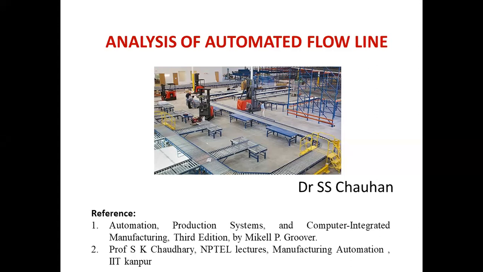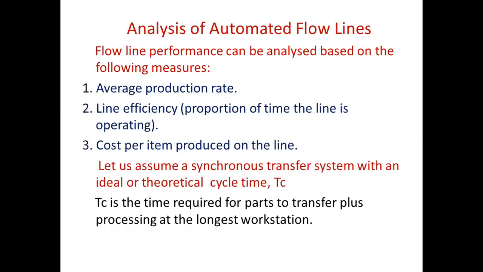Now, the important thing here is to understand the need for analysis, because we have to find out the efficiency, or you can say the performance, of the flow lines. It is based on three measures. First is the average production rate. Second is the line efficiency, which is the proportion of time the line is operating. And the third is the cost per item produced on the line. On the basis of these three measures, we can find out the overall performance of the flow lines.